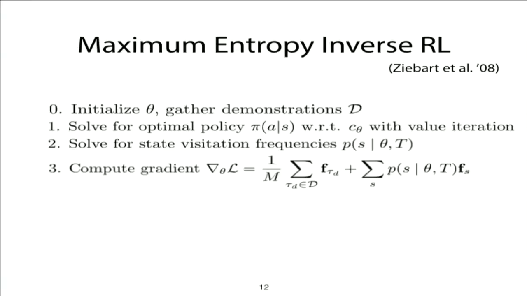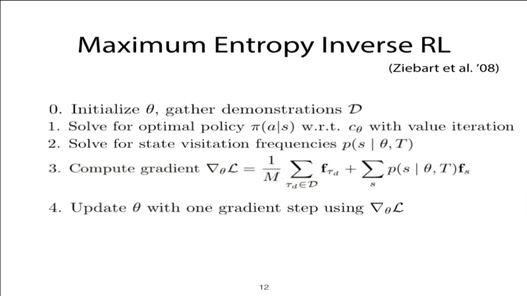Then we compute the gradient of our objective with respect to our parameters using this formula right here, where I replace dc d theta with the features. So this is in the linear case. And then we update our parameters with one gradient step using the gradient that we just computed. And then repeat. So we iteratively solve for the policy and state visitation frequencies, compute the gradient, and then take a gradient step on our cost function.